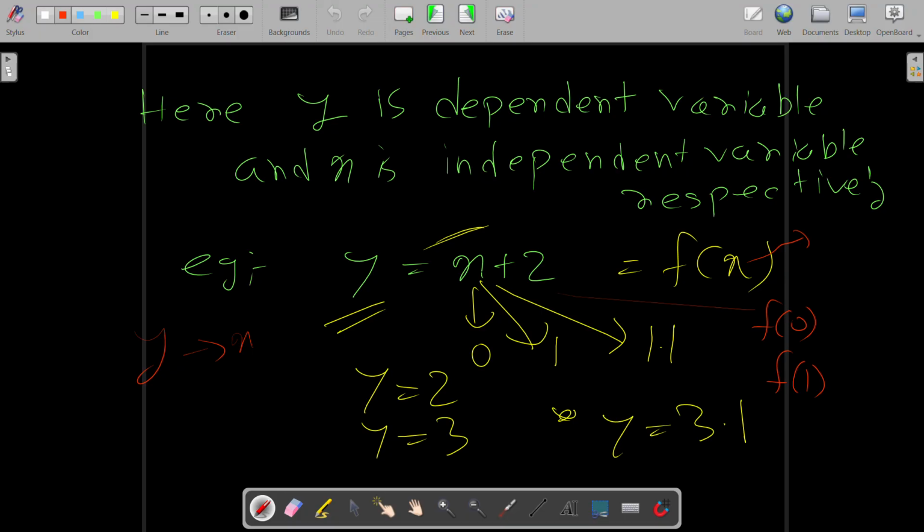Let me give an example for revision. y equals f(x) equals x plus 2. If we put the value x equals 0, y becomes 2. Similarly, if we put x equals 1, then the value of y is 3. So we can see we are taking the value of x independently, but the value of y is changing due to the value of x.